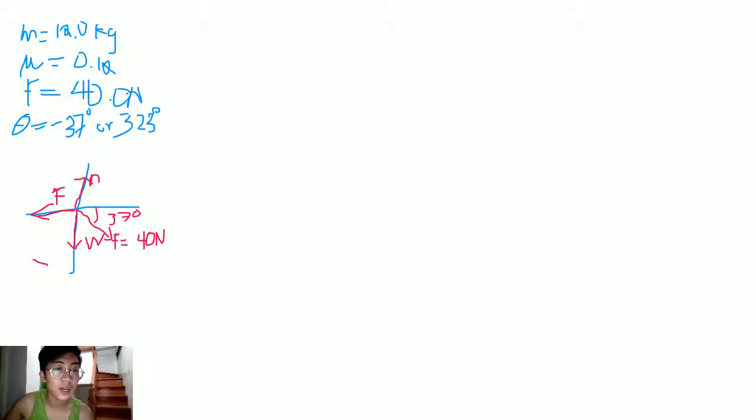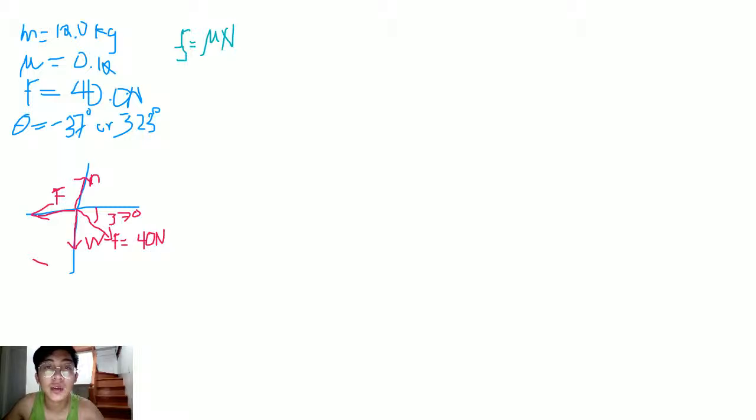So, para sa ating gagamitin na equation, is force on the along x-axis. So, ano ba yung mga forces along x-axis? May force ka dito na 40N, which is negative 37 degrees. And meron tayong friction force na given na 0.12. Ang formula ng ating friction ay mu n, where n is equals to ating normal force.